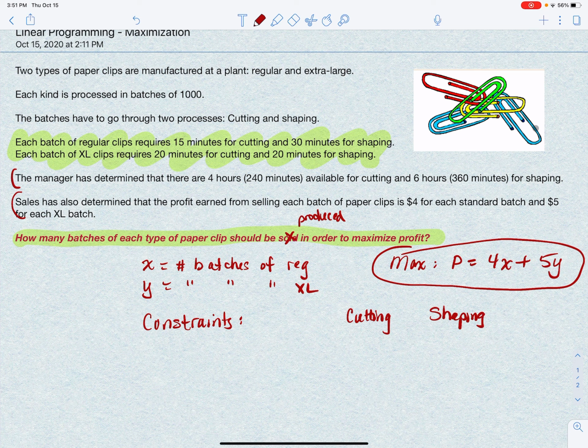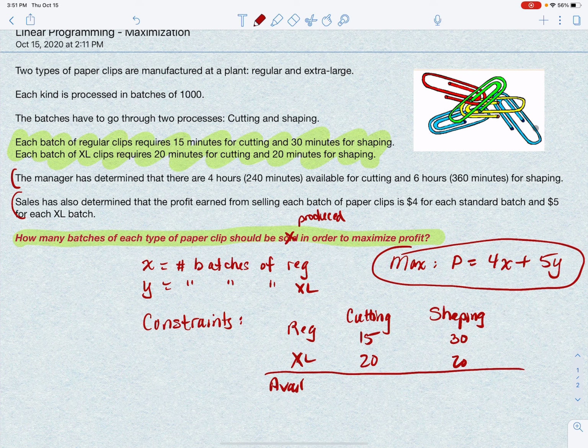So if we have the regular and the extra large, organizing into a table is a beautiful way to do this. We know that each batch of regular clips requires 15 minutes of cutting and 30 minutes for shaping, and we're told that this is 20 and 20. And we have 4 hours available for cutting, so that's 240 minutes, and we have 360 minutes available for shaping.